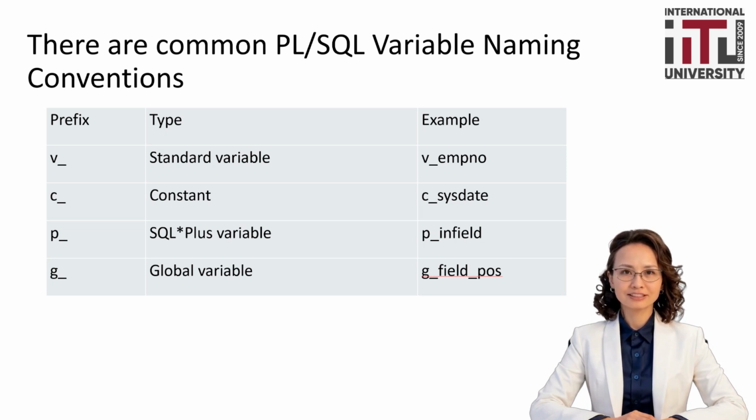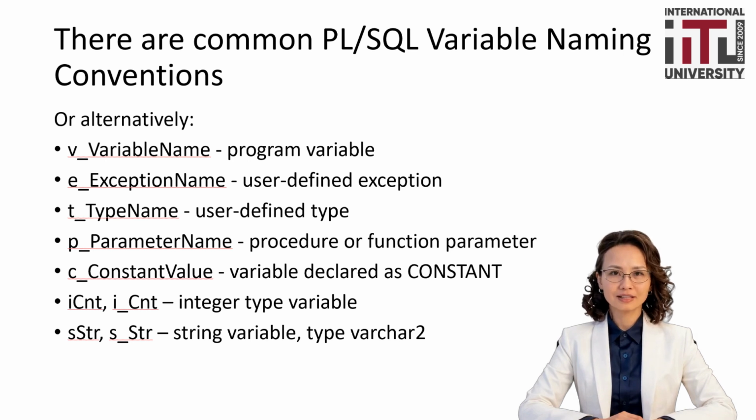Finally, the prefix g is used for global variables. These variables can be accessed from different parts of the program. Using naming conventions makes code easier to read, understand, and maintain. It also helps teams work more efficiently together. In PostgreSQL, naming conventions play an important role in improving code readability. They help developers quickly understand the purpose of each variable.